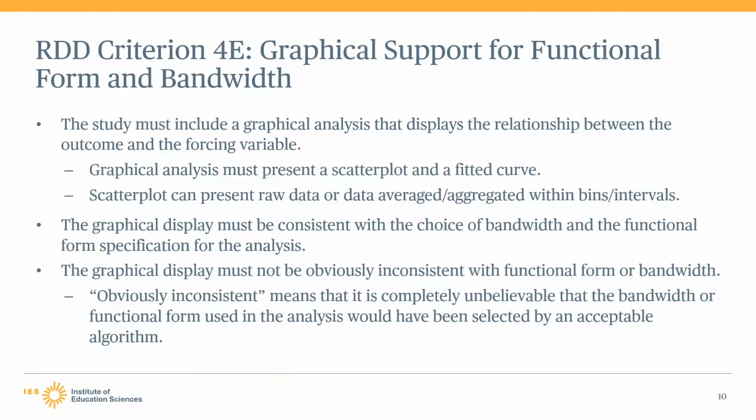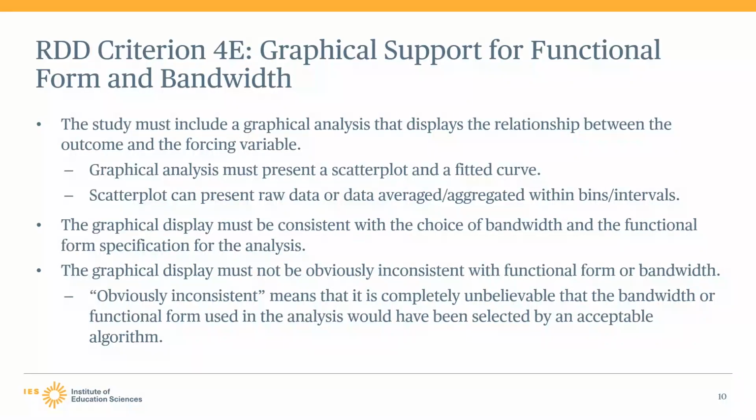Criterion E of the functional form and bandwidth standard requires that the study includes a graphical analysis displaying the outcome-forcing variable relationship. The graphical display should not be obviously inconsistent with the choice of the bandwidth and the functional form specification used for the impact analysis.